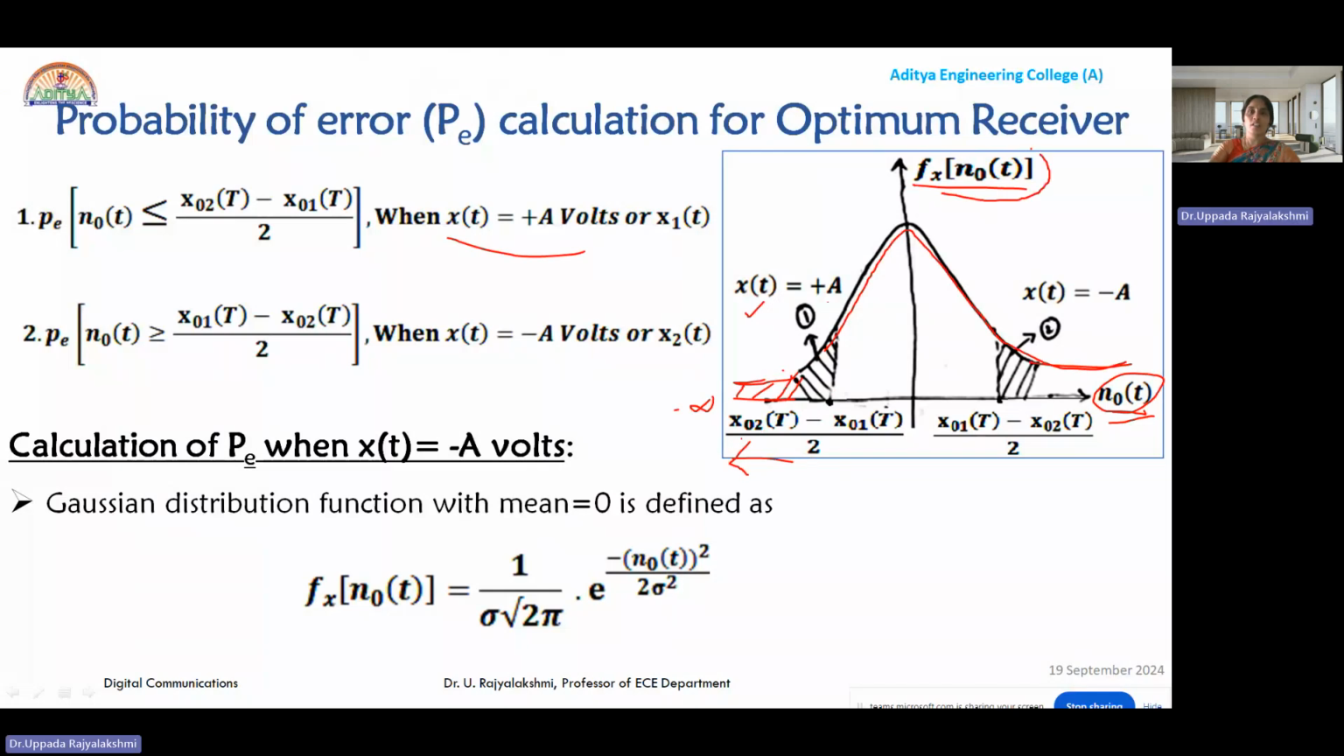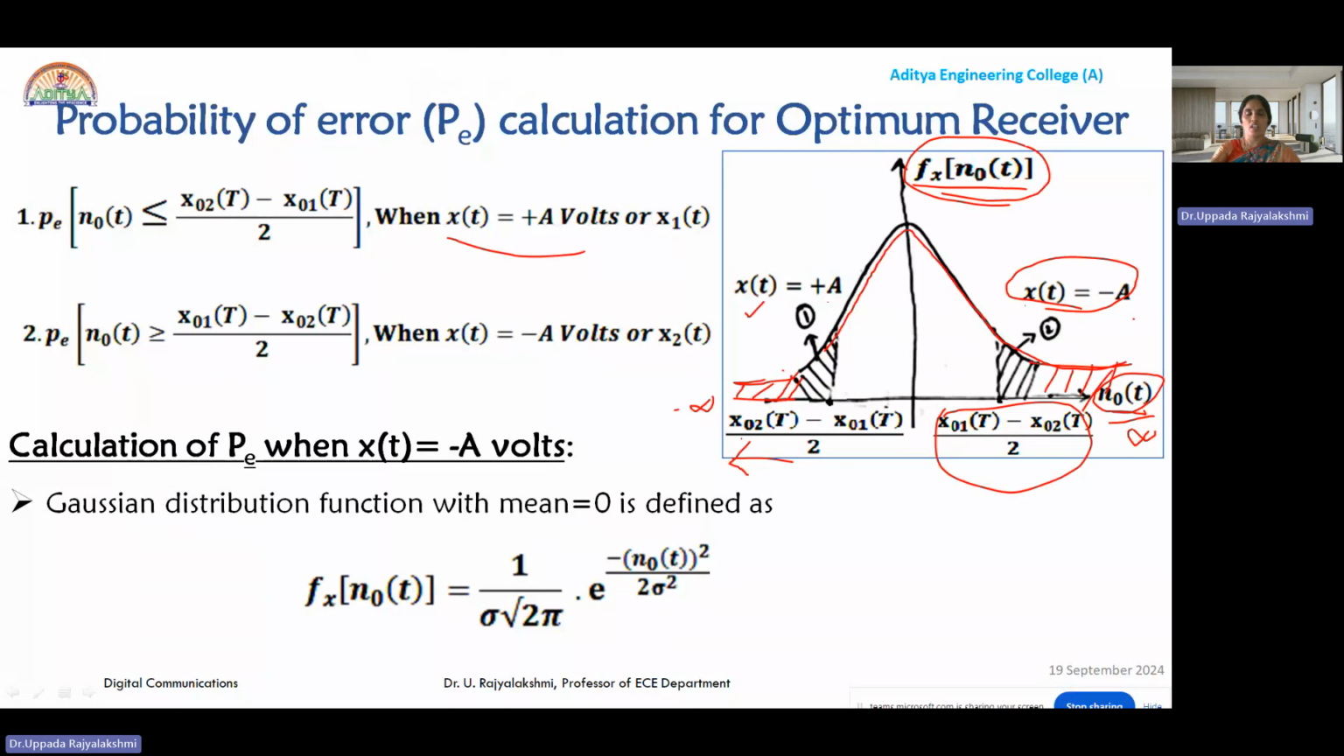And you have to integrate this whole PSD up to this limit. Similarly, when x of t is minus a, here we obtain n naught of t as x01 of t minus x02 of t by 2, greater than this. So the lower limit will be x01 of t minus x02 of t by 2, and the upper limit is infinite. So you have to integrate this whole area to evaluate the probability of error for x of t equal to minus a.